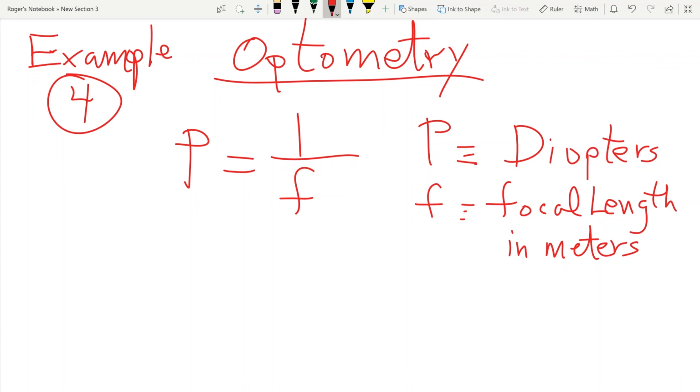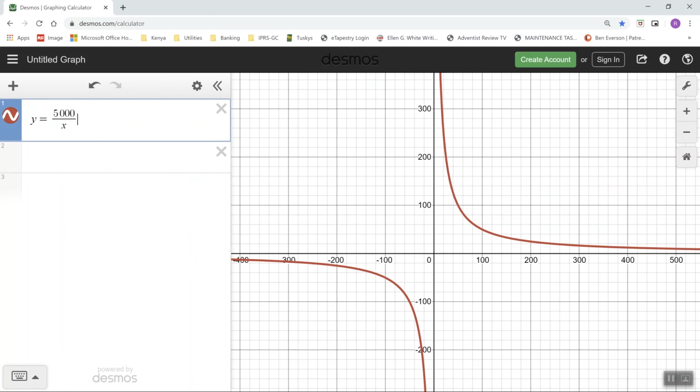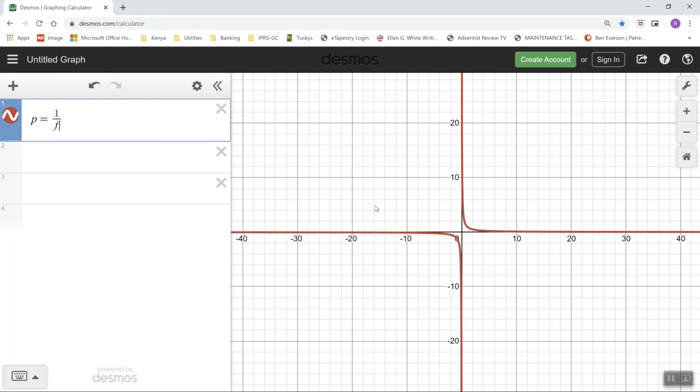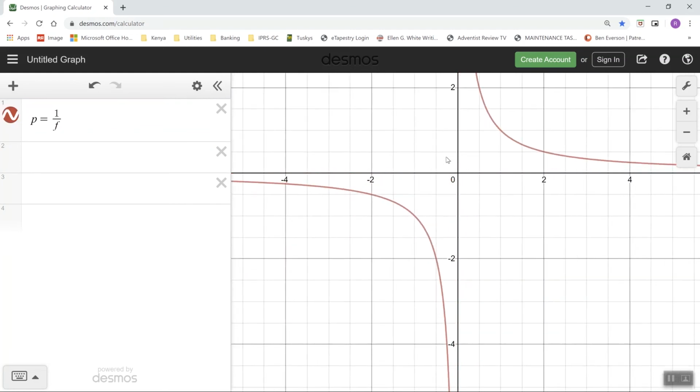Well, to answer that, we simply go over here and have a look at our Desmos graph, and we change this to be 1 divided by the focal length. The power equals 1 divided by the focal length, f. And you can see the graph right here. Inverse variation, typical graph.